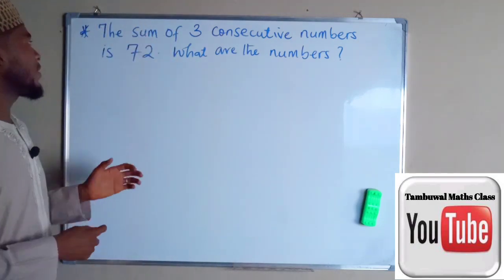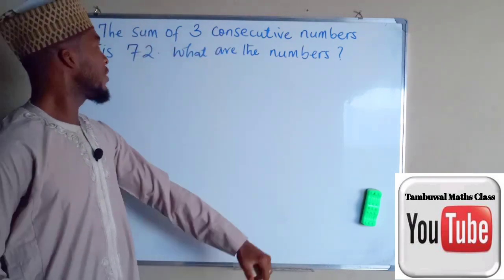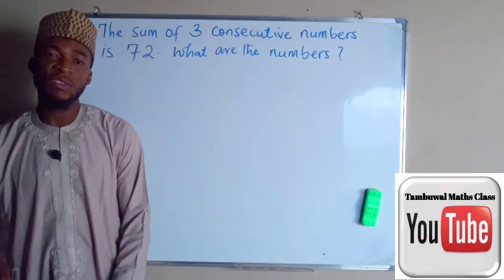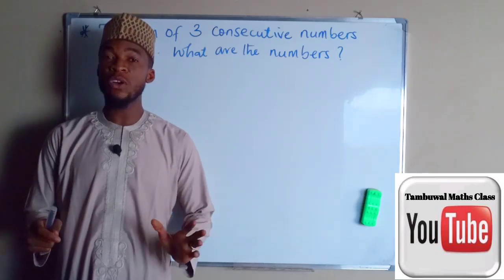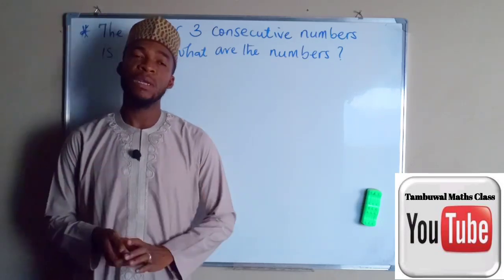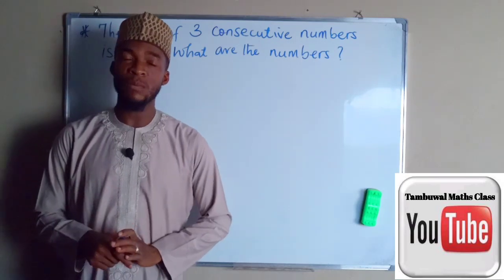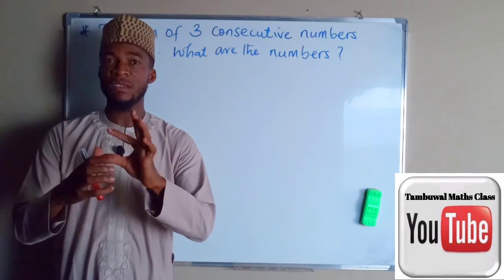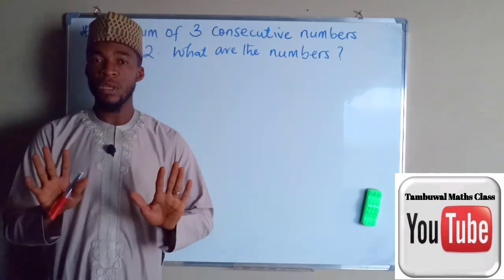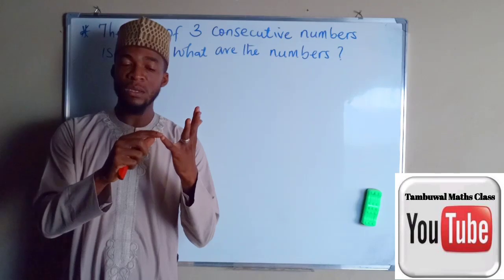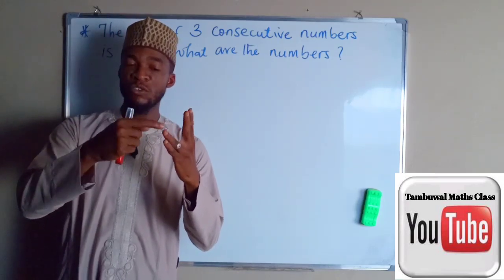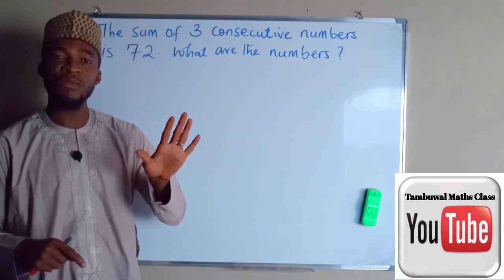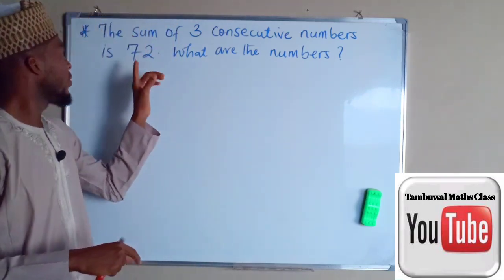The first question says, the sum of three consecutive numbers is 72. What are the numbers? Consecutive numbers are numbers that follow each other in order without gap, and they have a common difference of 1. For instance, 1, 2, 3, 4, 5, 6, 7, 8, 9, 10. They are consecutive numbers with a common difference of 1, because 1 plus 1 is 2, then 2 plus 1 is 3, 3 plus 1 is 4. So the three consecutive numbers sum up together to give us 72.